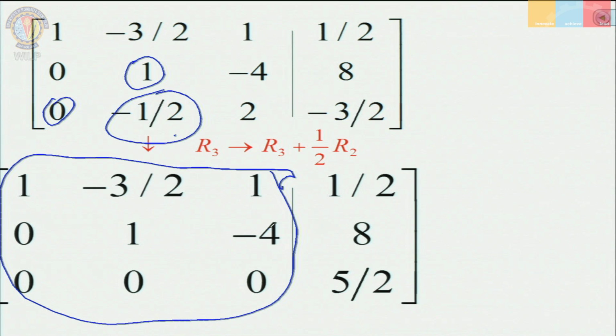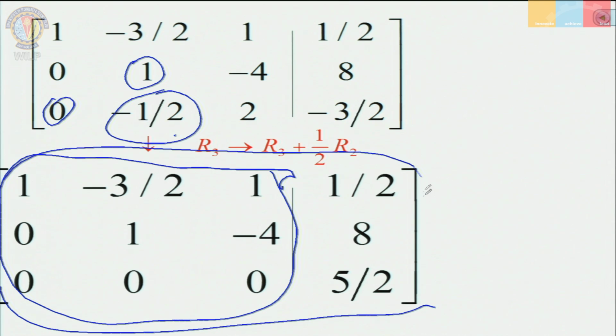And what is the row rank of the whole matrix? This is again in row echelon form. If we multiply this one by 5 by 2, this will become 1, so we can say that it is in row echelon form. Then what is the total number of non-zero rows in the augmented matrix B? It is 3. There are 3 non-zero rows in the augmented matrix B, and therefore the row rank of the augmented matrix is 3.